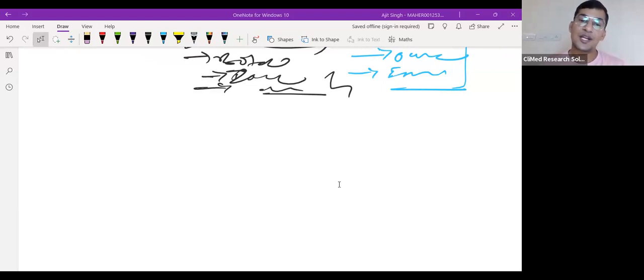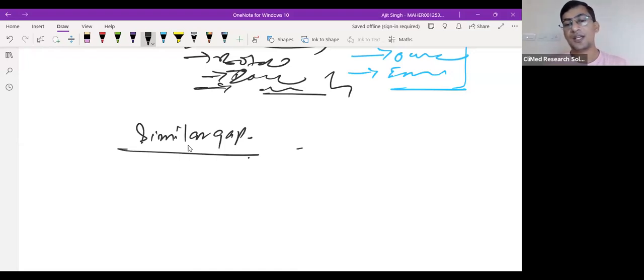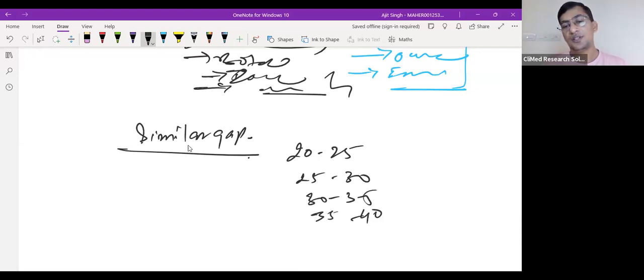But always keep in mind that whenever you are deciding the age groups, there should be a similar gap. For example, 20 to 25, 25 to 30, 30 to 35, 35 to 40, or usually 26 to 30, 31 to 35, 36 to 40, 41 to 45, and then 46 to 50, right?